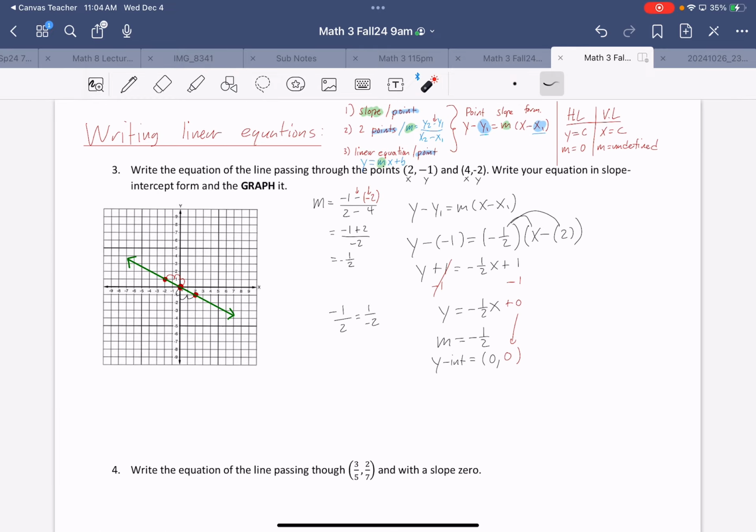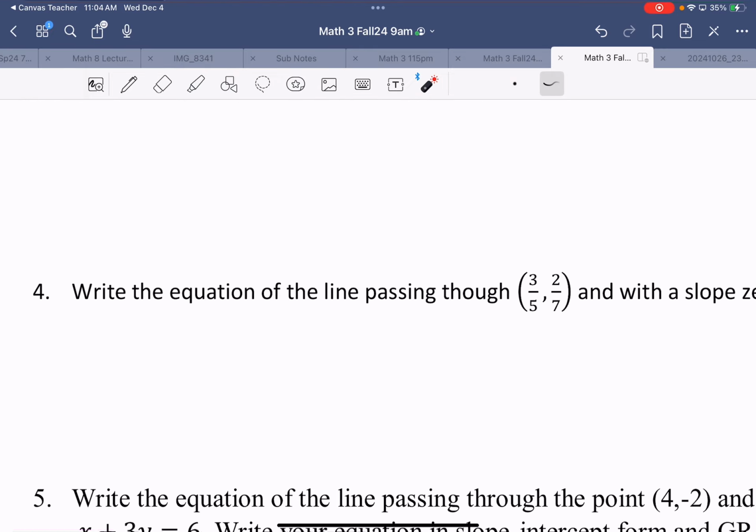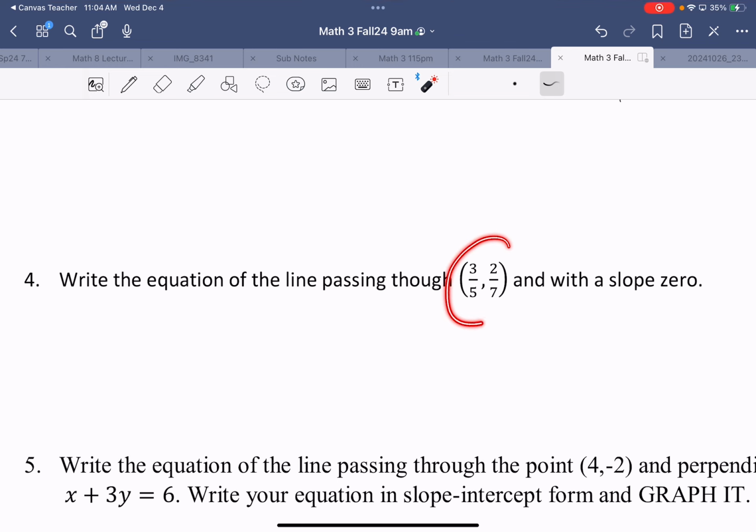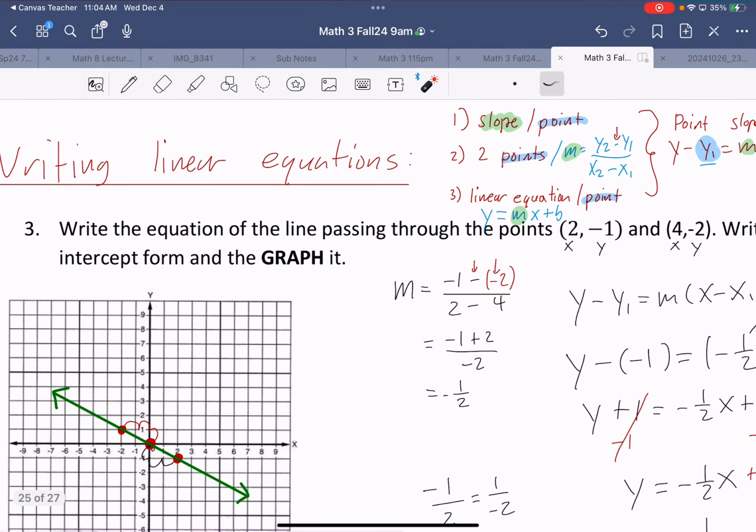Still a negative slope. Now, next one is really nice because it gives me my point and it gives me my slope. So it looks like case 1 where they give you your slope and the point. And you can do it that way and it's perfectly fine.